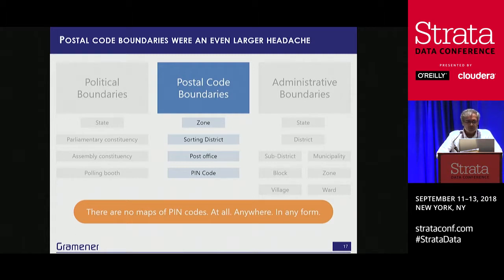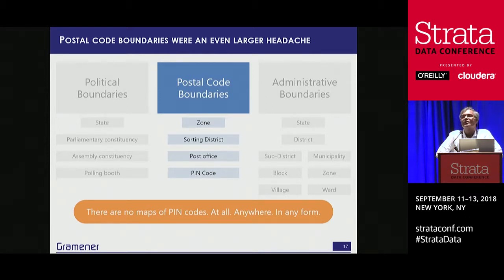Well, you see, the way it works is that the zones know where the sorting districts are. The sorting districts know where the post offices are, and the post offices know where the pin codes are. So you could reach out to all of the 25,000 post offices and ask them where the 110,000 pin codes are. They'd kind of know. I said, you've got to be kidding me, right?